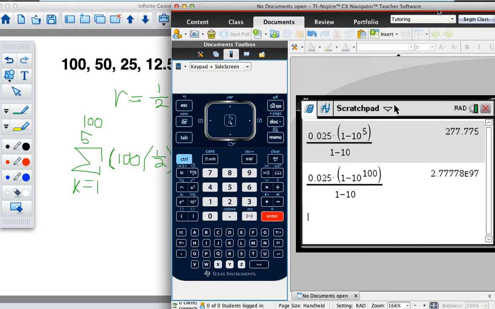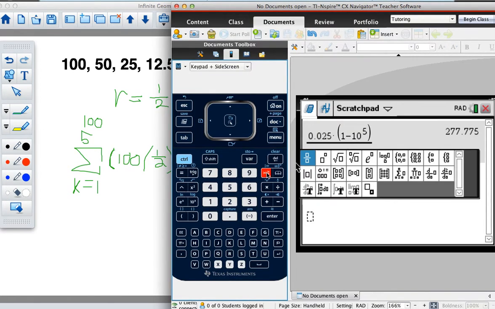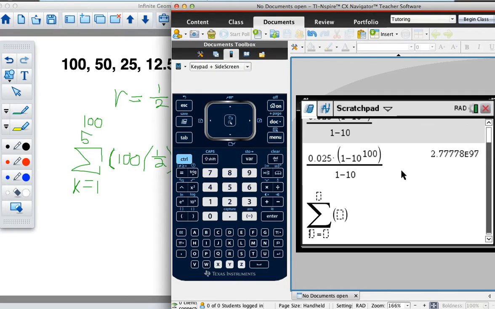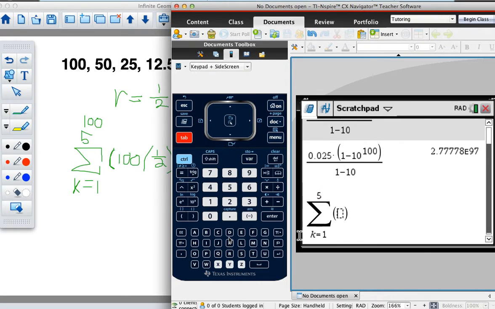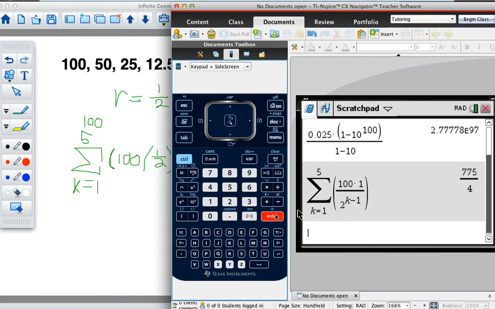All right, so let's see what's happening with this. If I use my sigma notation right there, here I'm going to do K equals 1, and then up here I'm going to have a 5. Then in this box I have my first term 100 times 1/2 raised to the K minus 1 power. There's K minus 1 power. All right, let's go ahead and push enter and see what happens.